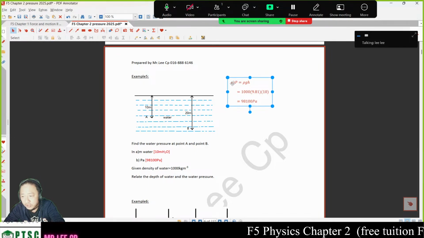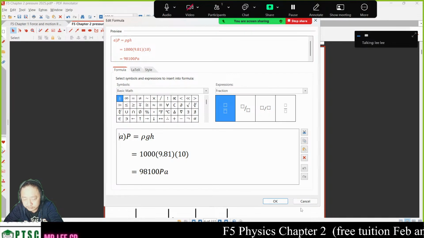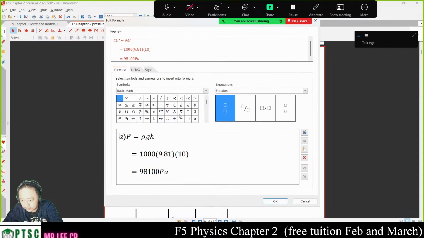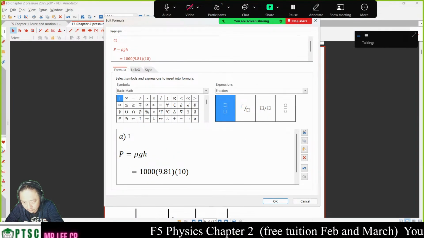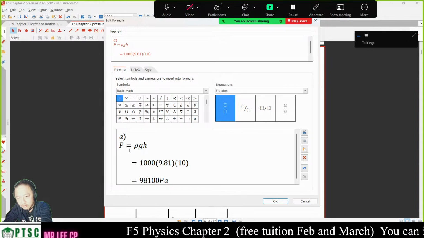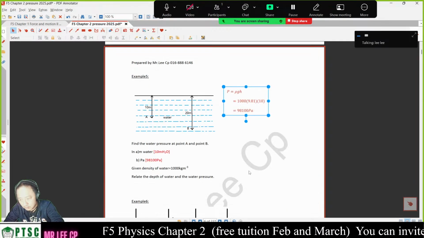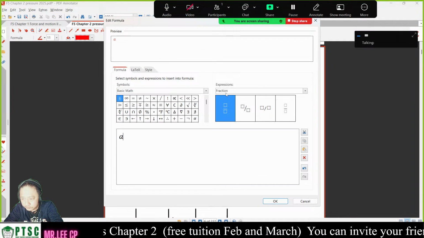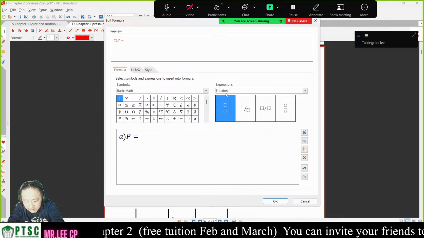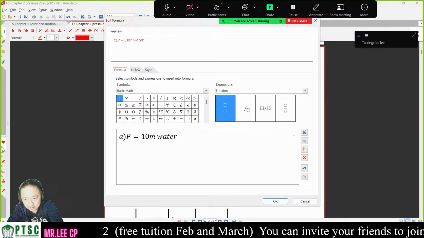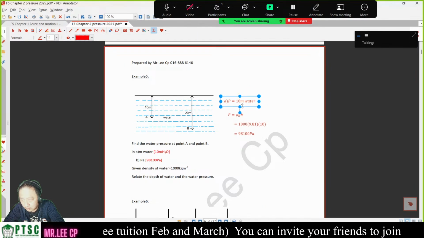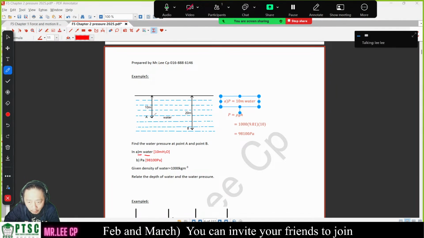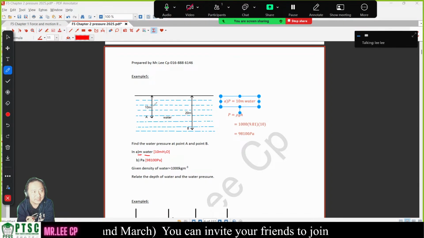I'm sorry, this one is supposed to be B. Wait, they want the answer in this way. I redo. Pressure is 10 meter of water, that's all. I repeat, they want it in meter of water. How many meters down? You measure in meter, so 10 meter of water.